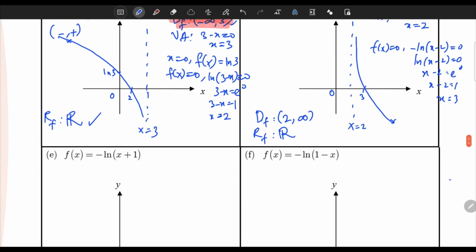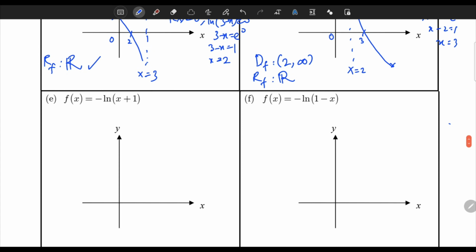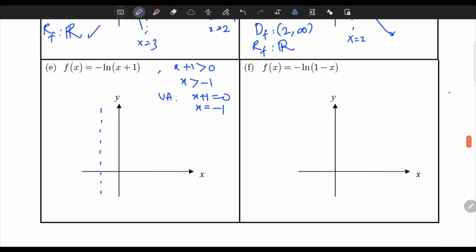Okay, next. E, f(x) equals to negative of ln (x plus 1). So again, x plus 1 greater than 0, so x greater than negative 1. Okay, for the vertical asymptote, x plus 1 equal to 0, x equal to negative 1. So this is your x equal to negative 1. So x equals negative 1. Make sure you label. Okay, next.